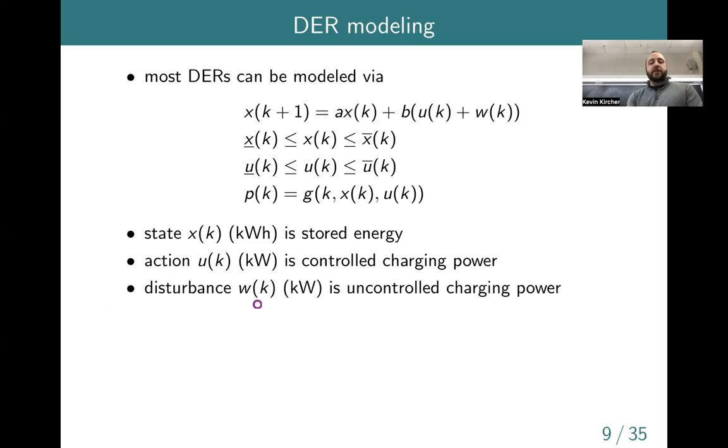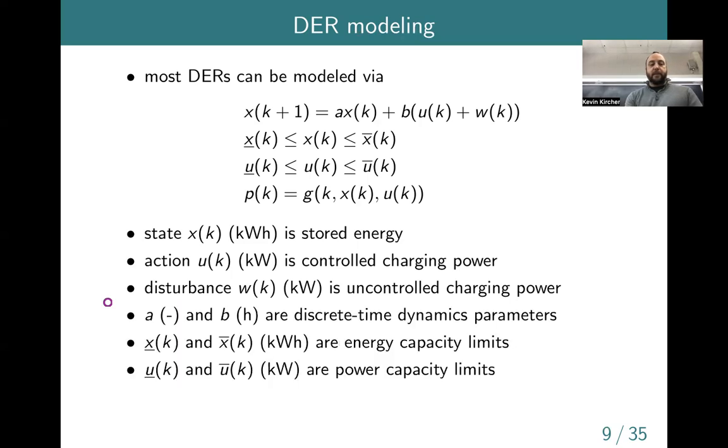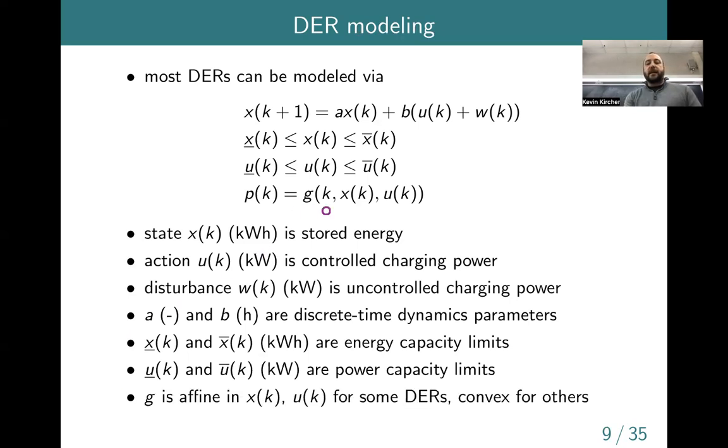And then there's typically, or in general, a disturbance, and this could have to do with, for example, people drawing water out of a water heater, or it could have to do with people putting mileage on an electric car. So here A and B are discrete time dynamics parameters, and they have particular definitions for each of the DERs we talked about. And then the limits here on X and U are capacity limits on the energy and on the power. Okay, and this function g has a different form depending on the DERs that we're talking about. The most general form of it is that it is either affine in X and U, or that it is a convex function. So it has nice properties, it turns out. And those properties end up being useful for the kind of optimization stuff that we're about to do.